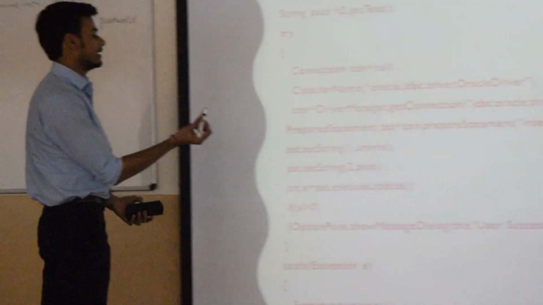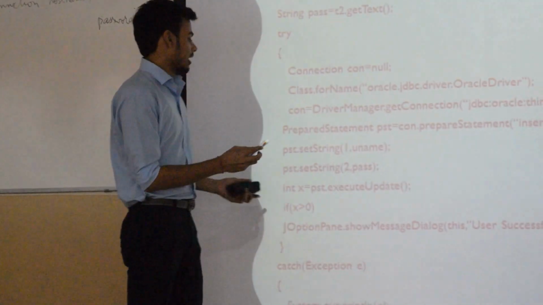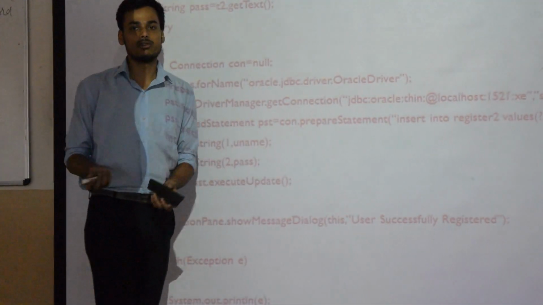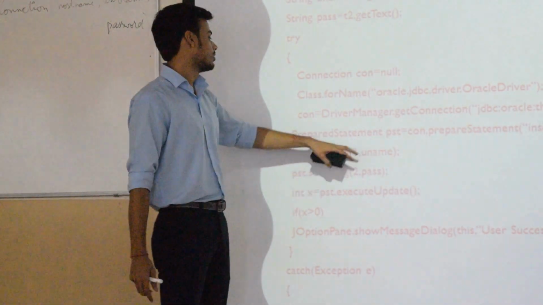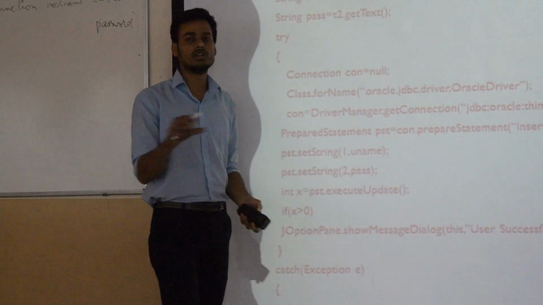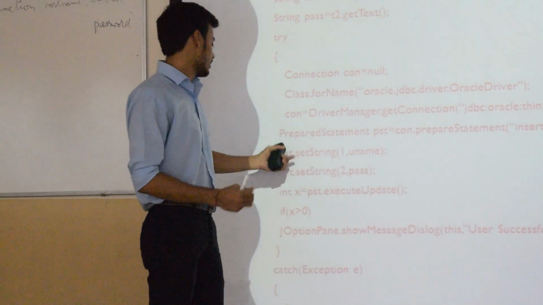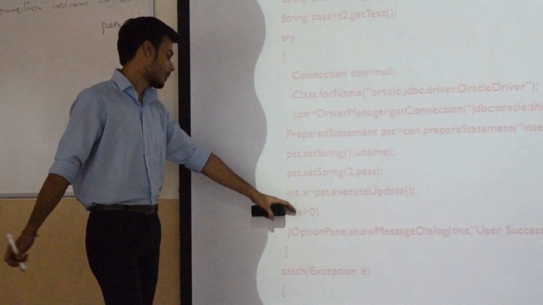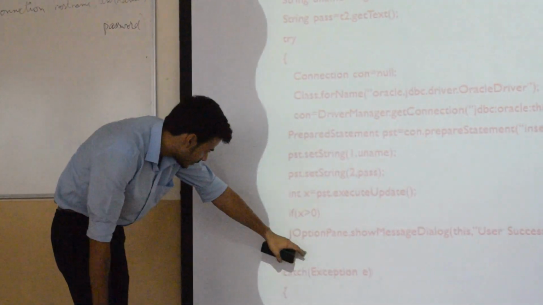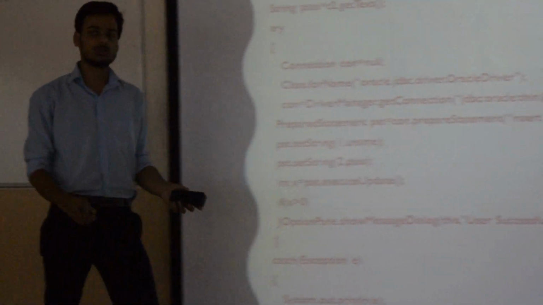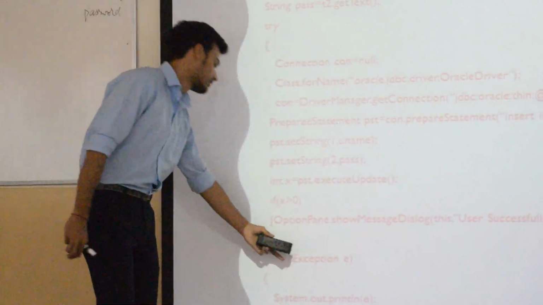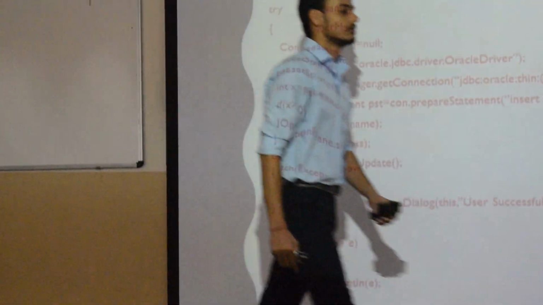Now executeUpdate returns the number of rows on which we have processed the data. In this we have entered only one value, so the value of x will be 1. So if x is greater than 0, then it goes into this block and it shows the dialog box that user successfully registered. Now the exception part is there.